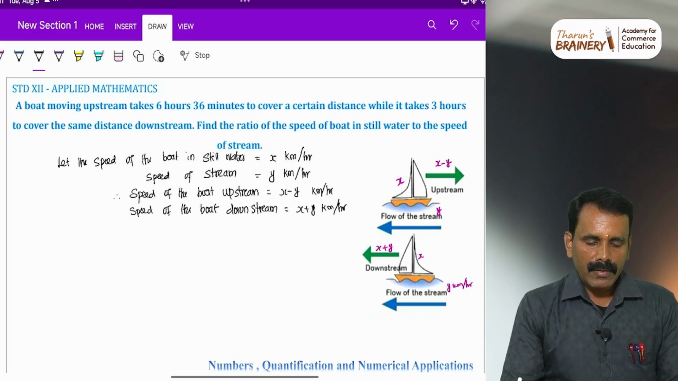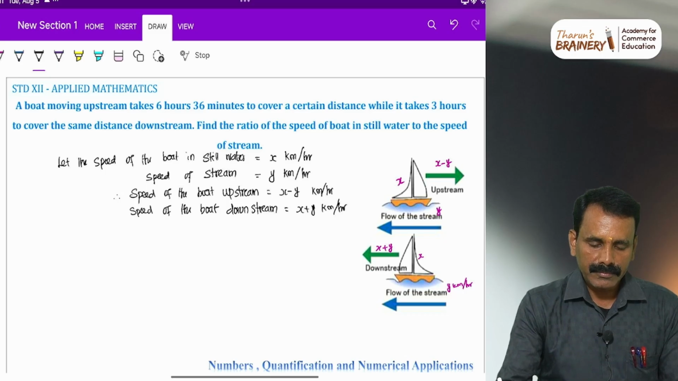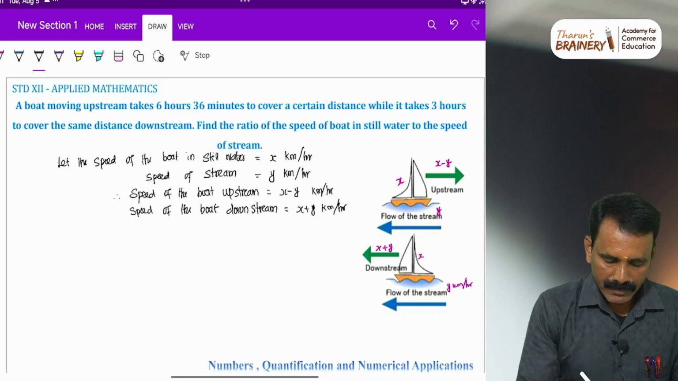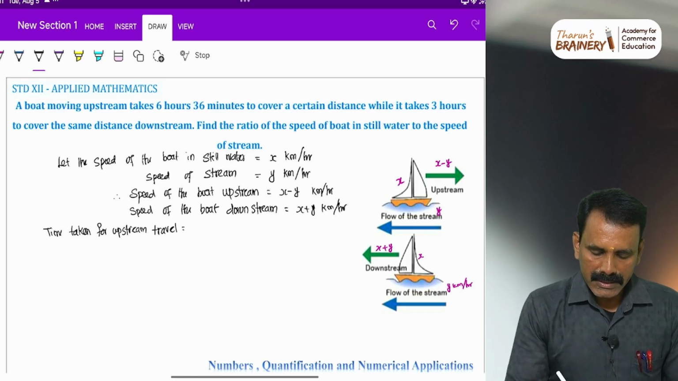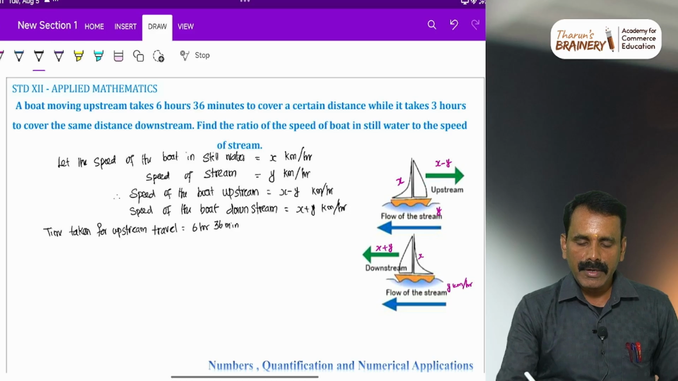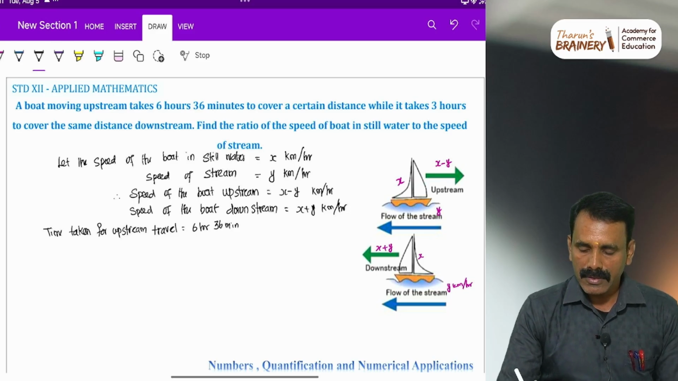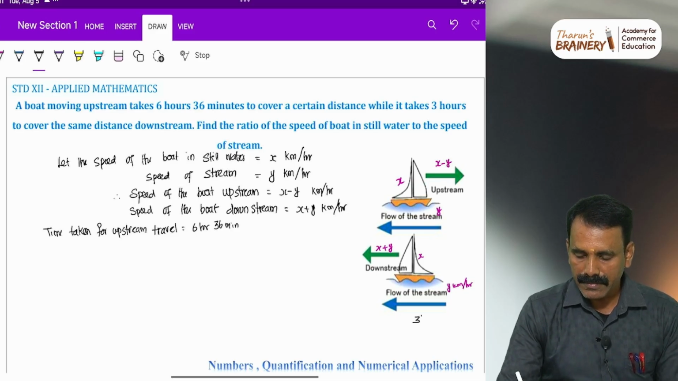Now, for the upstream travel, time taken for upstream travel is 6 hours 36 minutes. We have to convert everything to hour. So we try to convert 36 minutes to hour. So we divide 36 by 60.